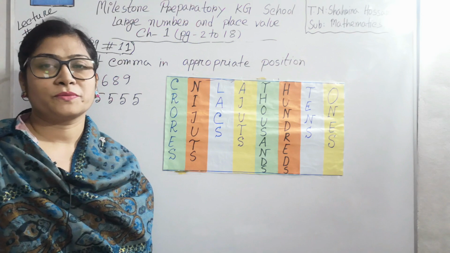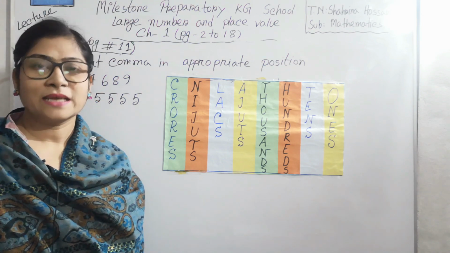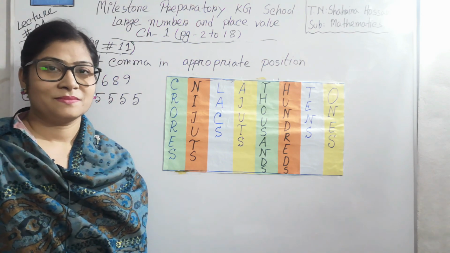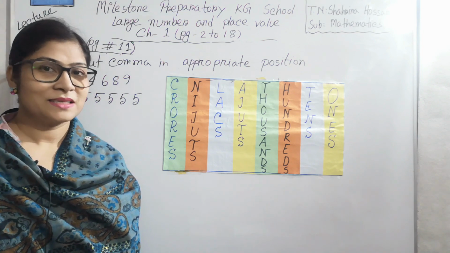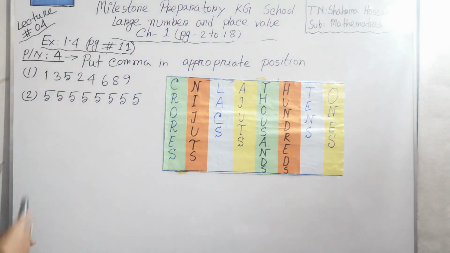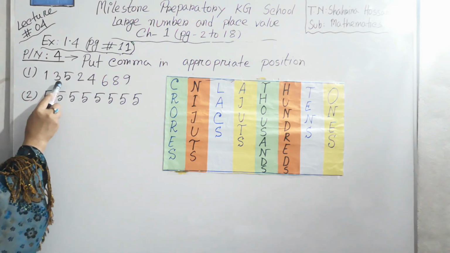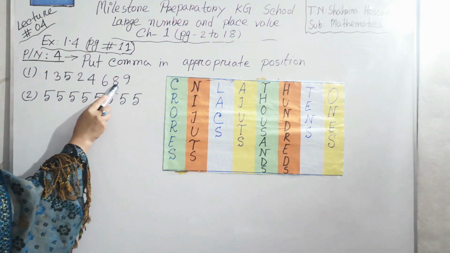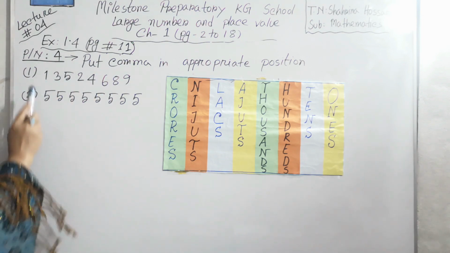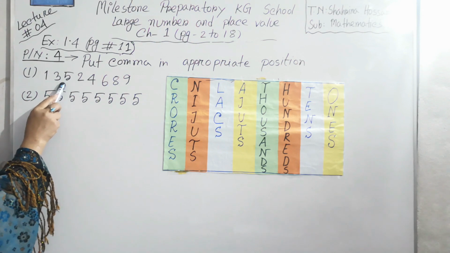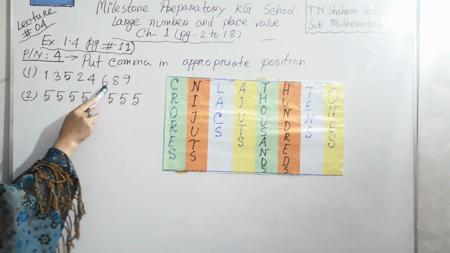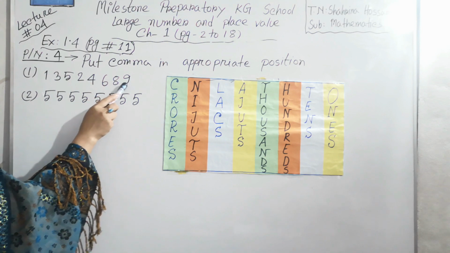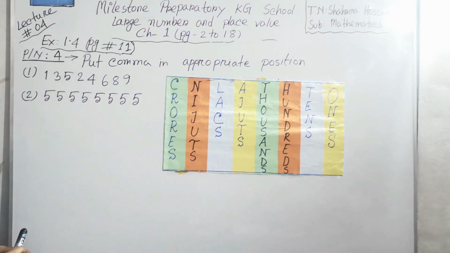Problem number 4. Put comma in appropriate position. At first, see the numbers. Number 1: 1, 3, 5, 2, 4, 6, 8, 9. That means 1,35,24,689. How can we put the comma? Now I will show that.